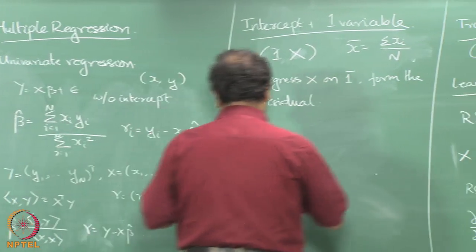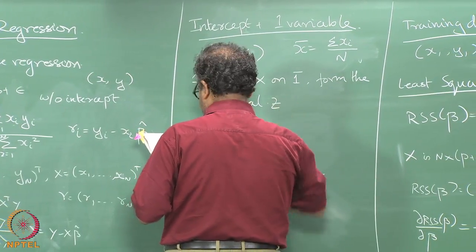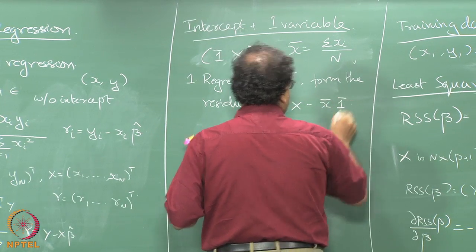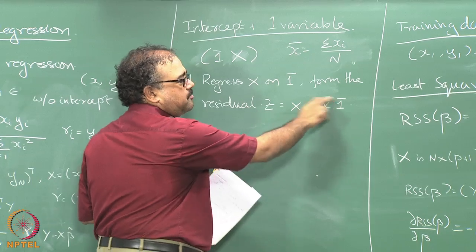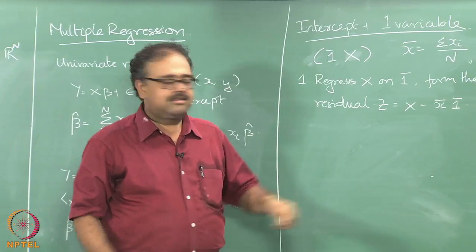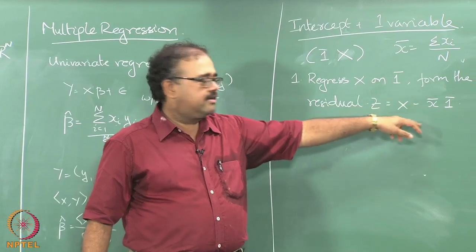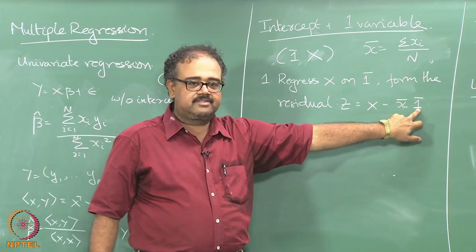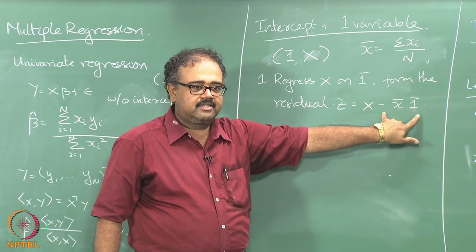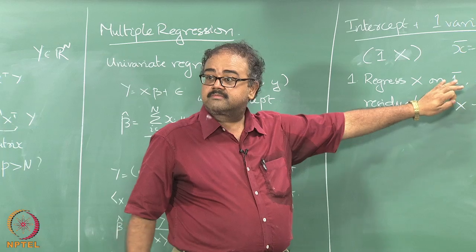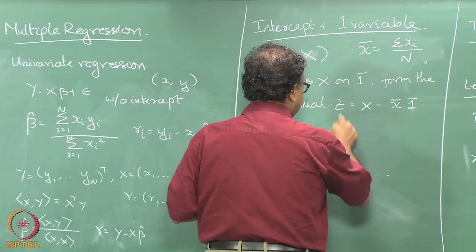So the residual, which I will denote by Z, will be as follows. This 1 bar is just to indicate that it is a vector of ones. This X is a vector, this X bar is a scalar value which is the average of all the inputs, and 1 bar is the vector of ones, so that this gives you the residual. Does it make sense? So this is the vector of residuals.